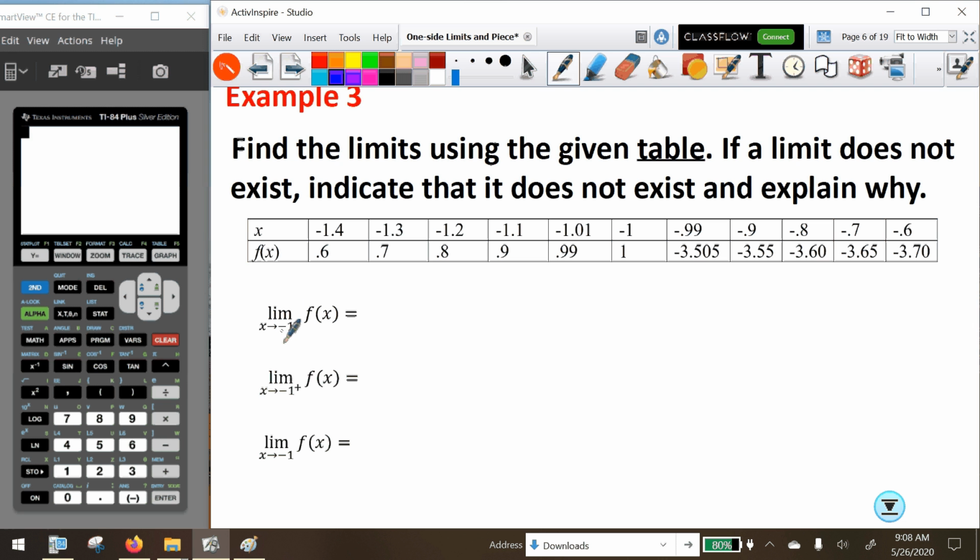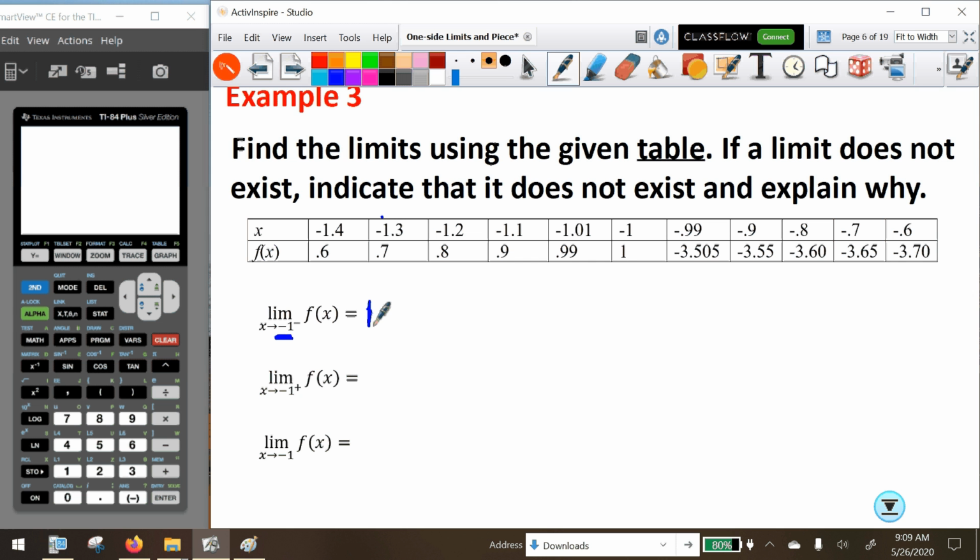So we're going to look as x gets closer and closer to negative 1 from the left side of negative 1, so from the values that are less than negative 1. So we're at negative 1.4, negative 1.3, negative 1.2, negative 1.1, negative 1.01. We're getting closer and closer to negative 1. And it looks like these output values are getting closer and closer to what number? 0.6, 0.7, 0.8, 0.9, 0.99. It looks like we're getting closer and closer to positive 1.